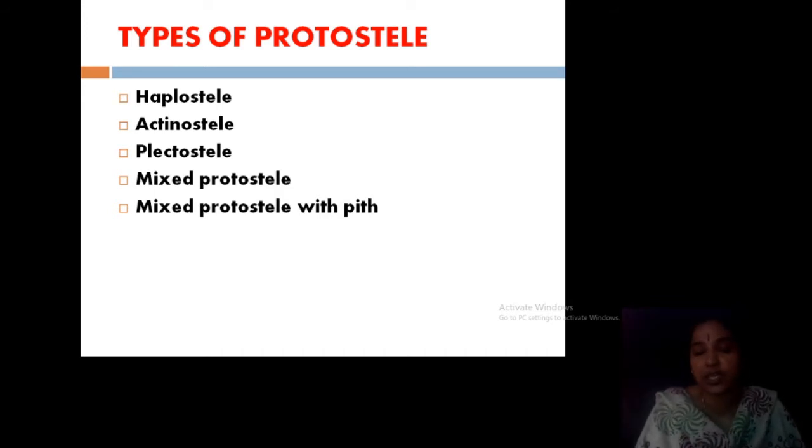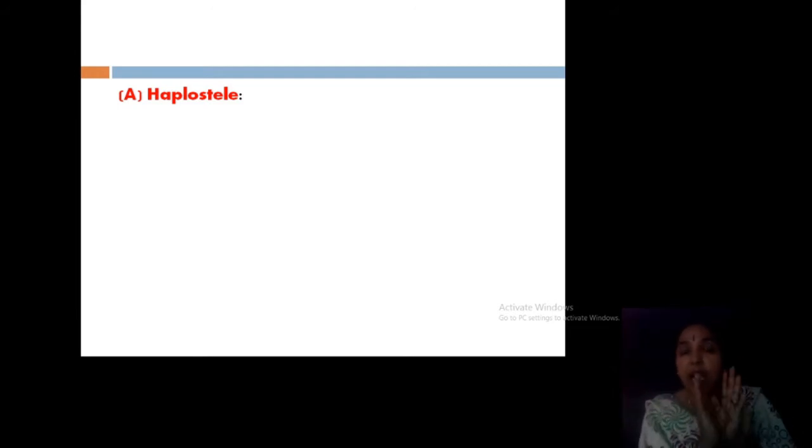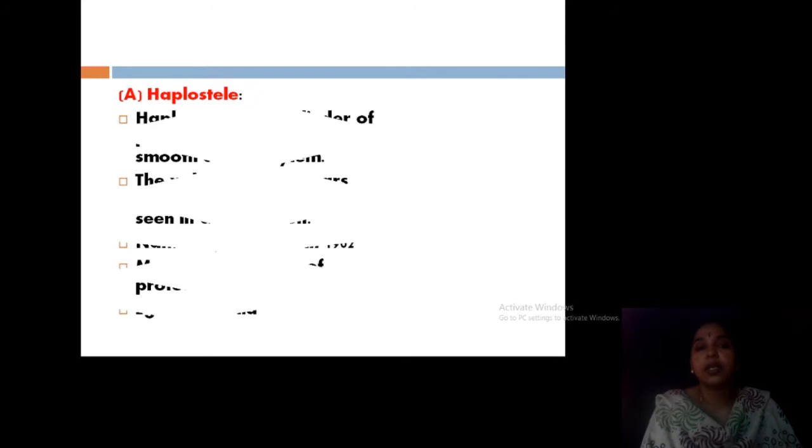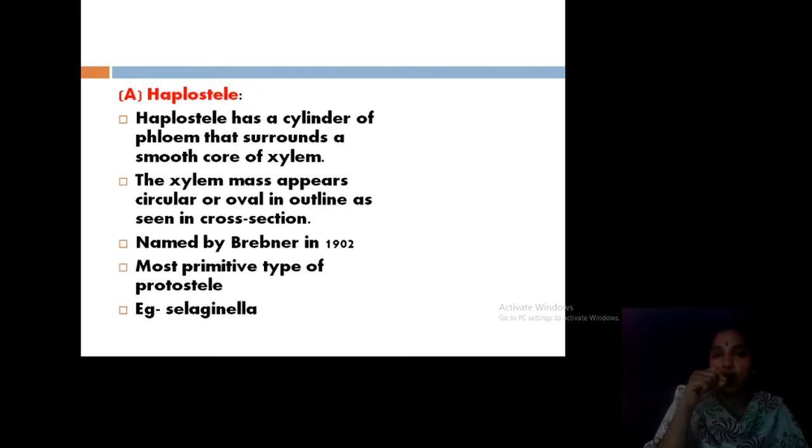One by one we can discuss. First type of protostele is haplostele. You know what is protostele? Protostele having center xylem surrounded by phloem, no pith. Clear? So, haplostele is having a phloem that surrounded a xylem.